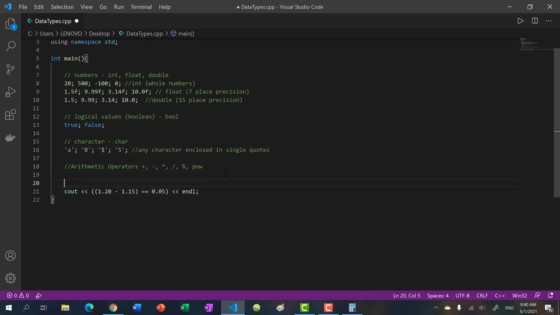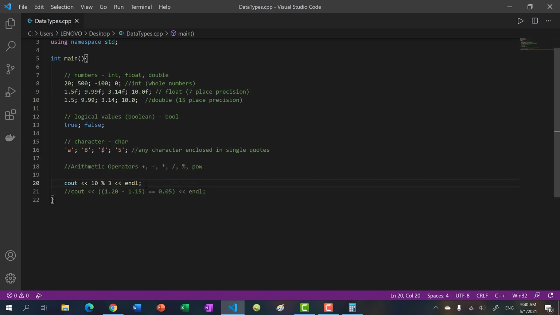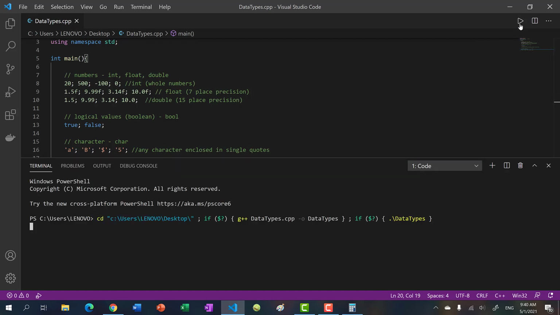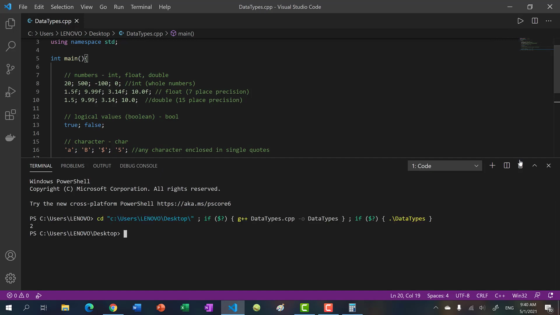When you're working with remainders, so if I do 10 mod 3, let me comment this next line out and run it, we get 1 because 3 can only go into 10 3 times, so you get 9, and you do 10 minus 9 and you get 1. If I were to do 10 mod 2, we should get 0 because 2 can go into 10 5 times, so there's no remainder. And this is also how you check to see if a number is even. You just do mod 2. If I did 10 mod 4, I should get 2 as a remainder, and so on.